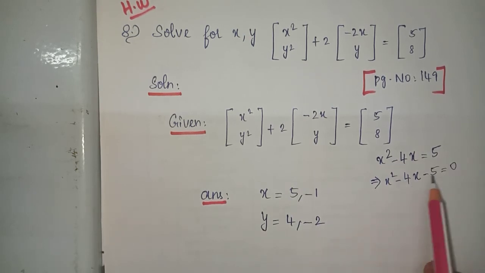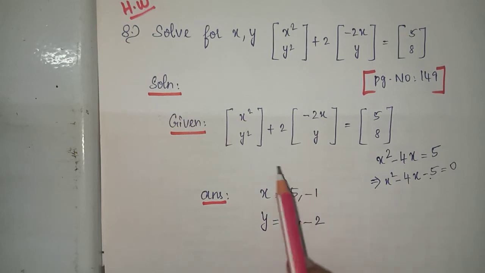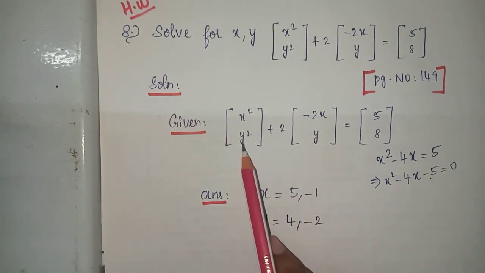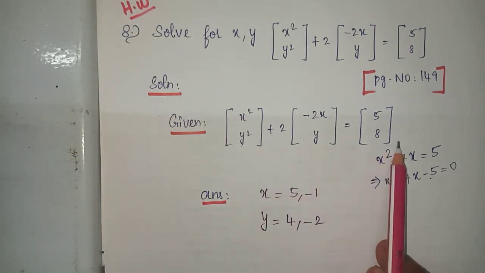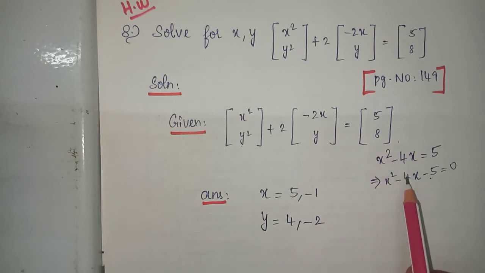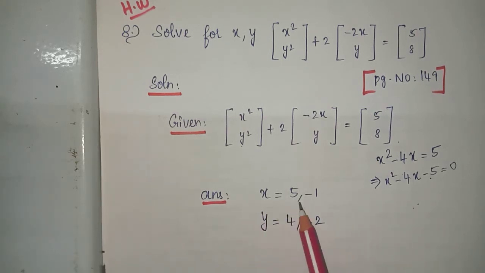Now you got one quadratic equation. Similarly, we have to find the quadratic equation for y. Then you have to find the roots of the two quadratic equations, means you get two roots. This is the answer: roots of x are 5 comma minus 1 and y is equal to 4 comma minus 2.